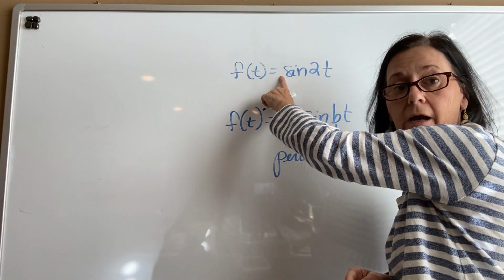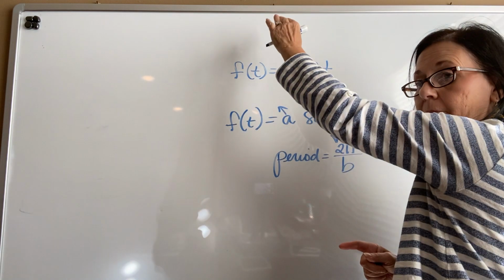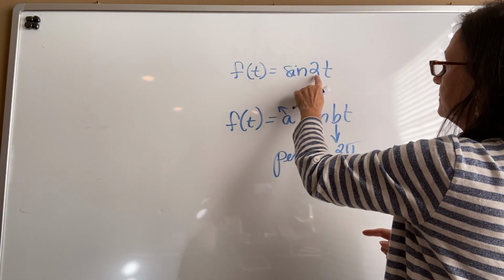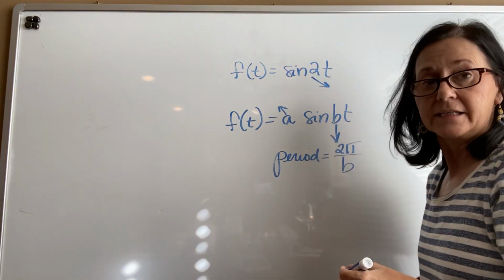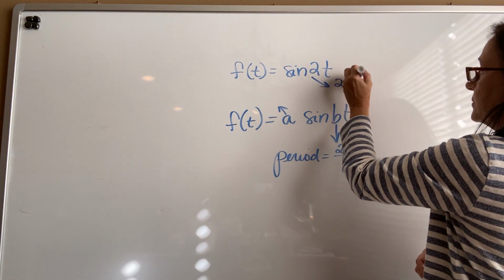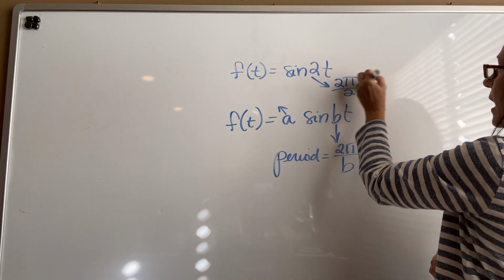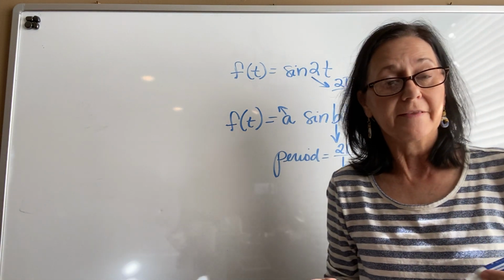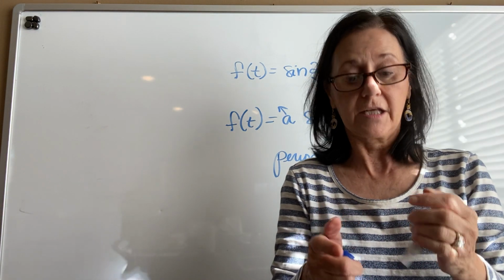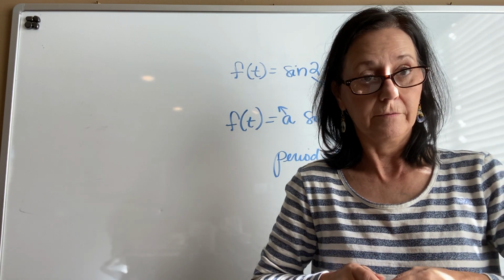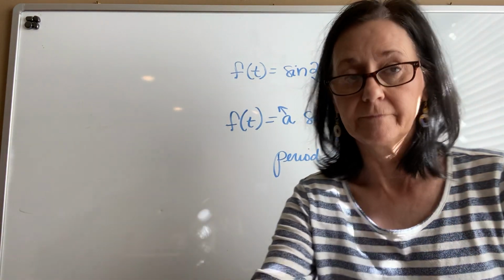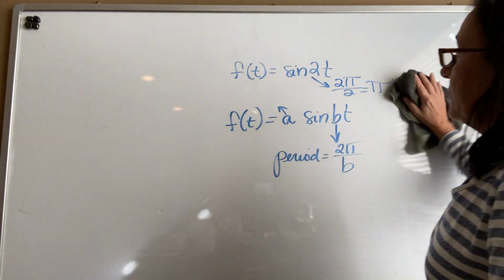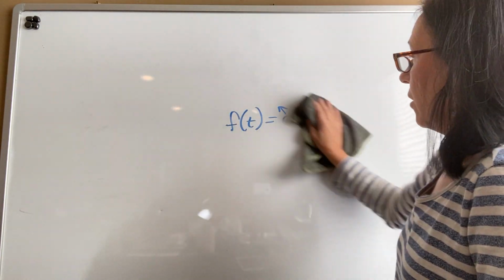So if I had f of t is the sine of 2t, my b value, of course my amplitude is 1. If there's nothing there, it's 1. That means it's going to go up to 1, down to negative 1. This 2 dictates the period. You do the 2 pi over 2, so pi is the period. That means between 0 and pi, it's going to complete one cycle. So we have to keep the period in mind when we are graphing these, because then that will dictate what window we want to see in our calculator.